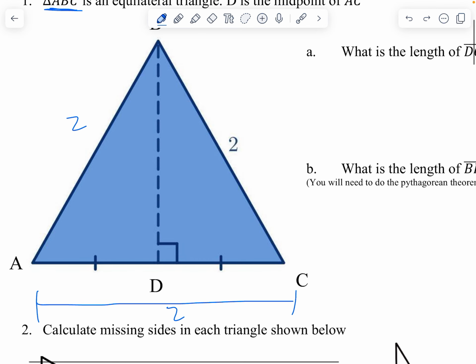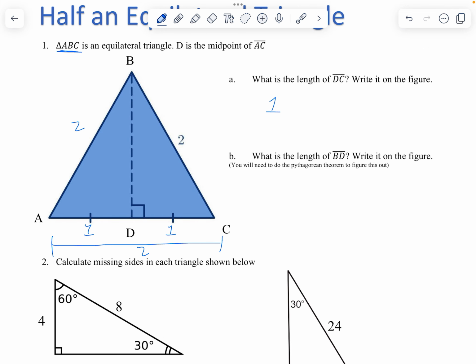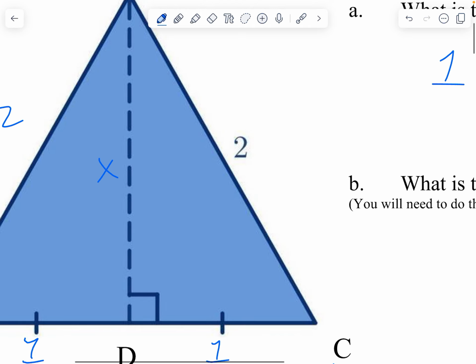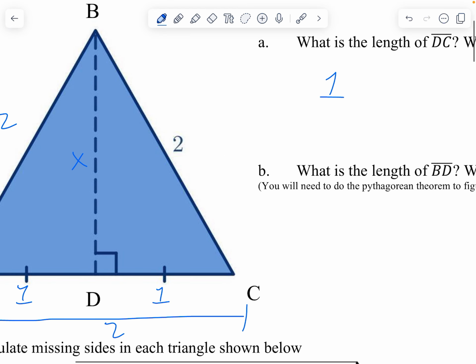Well, if D is the midpoint, that means both sides are 1. So DC is 1. What is the length of BD? Write it on the figure. Well, you will need to do the Pythagorean theorem here. So we are trying to find BD, which is this side right here. Notice that's one of our legs. So we're going to have x squared plus 1 squared equals 2 squared.